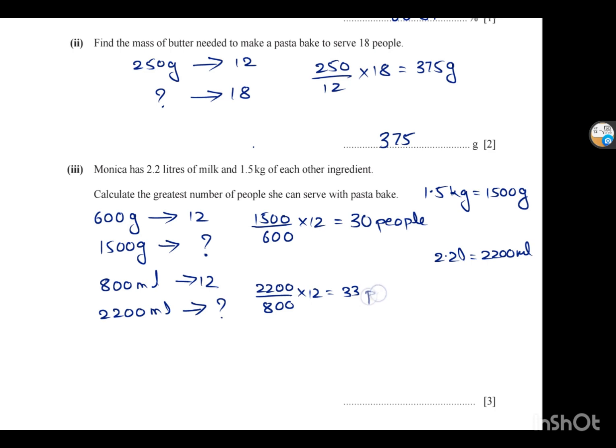This serves 33 people. So now you have to make a note here that this amount of milk will serve 33 people, and this amount of the ingredient, that is pasta, will serve 30 people. Then they asked us to calculate the greatest number of people she can serve. We can't take 33 as the number, because this amount of pasta will not serve 33 people. It will serve only 30 people. So the maximum number she can serve using the milk and the other ingredients is only 30 people. So the answer will be 30.